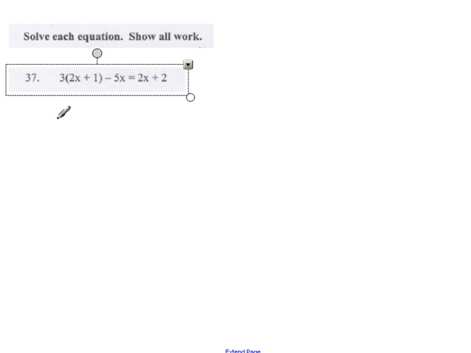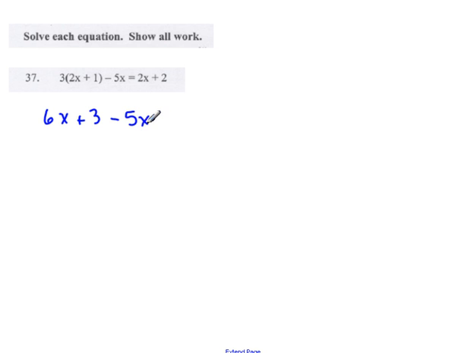Similar problem, number 37, we want to distribute first. So that's 6x plus 3. Bring down the minus 5x. Bring down the 2x plus 2. We have like terms to collect on this side. 6x minus 5x is x. Bring down the plus 3. Bring down the 2x plus 2.